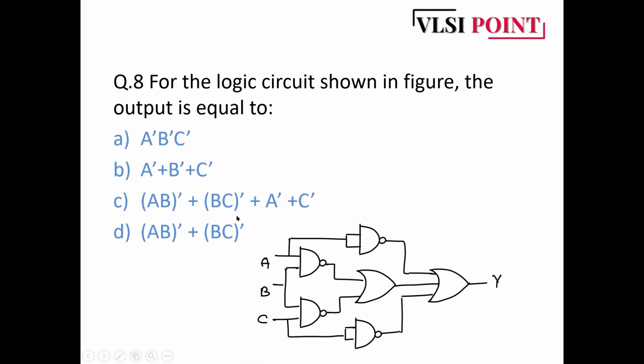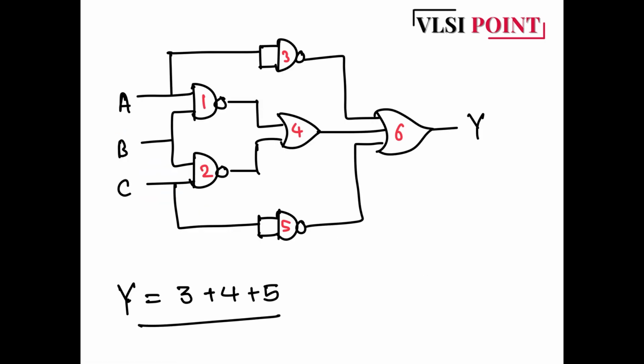To simplify further, we will number all these gates so that it will be a better approach. I am redrawing the circuit over here. 1, 2, 3 and 5 are NAND gates, 4 and 6 are the OR gates. So here at the end we have a 3-input OR gate. So we will go with this approach.